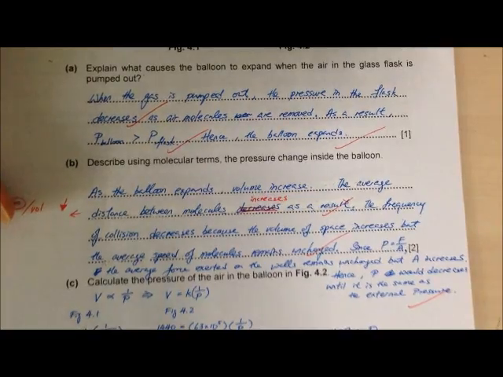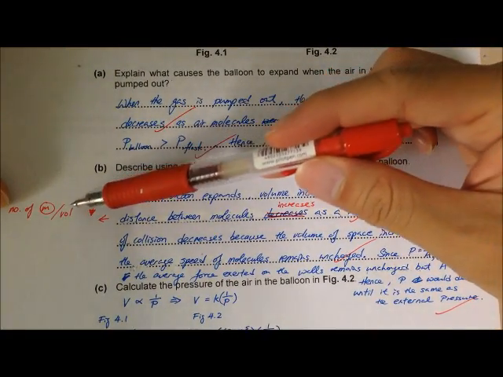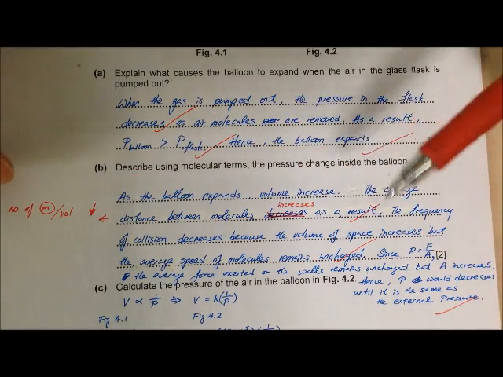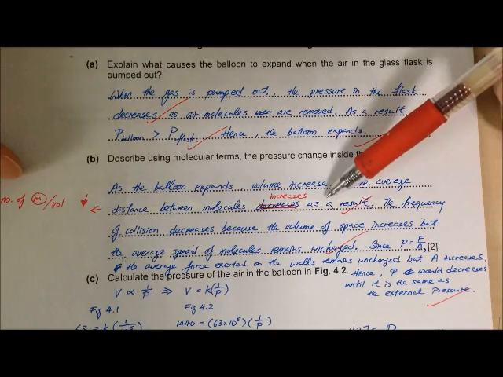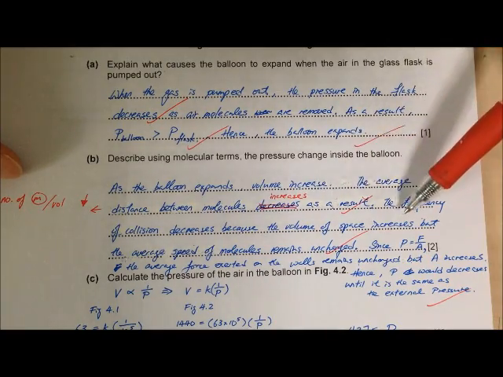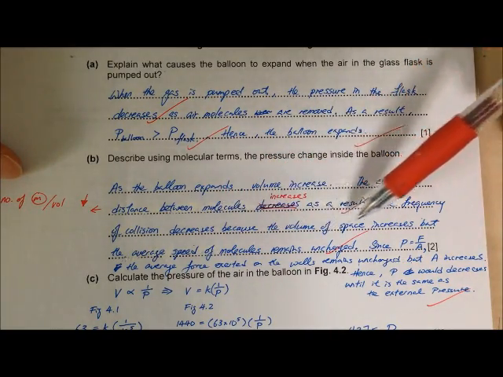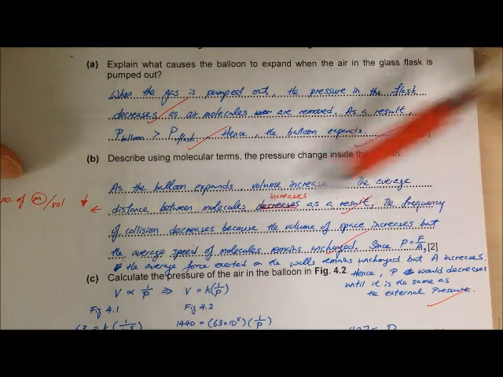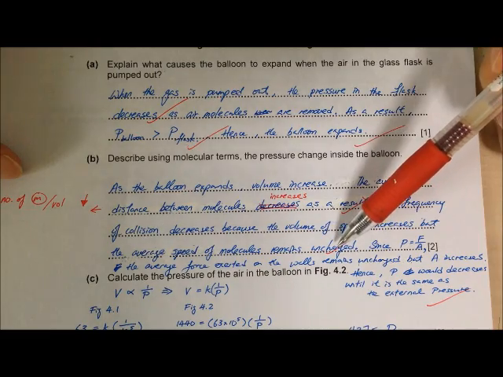As a result, another way of saying this is that the number of molecules per volume will decrease. I would accept both. Then after that, indicate the effect of this increase in average distance. So the frequency of collision decreases, because the volume of the space increased, but the average speed of molecules remains unchanged. Now this is very important.